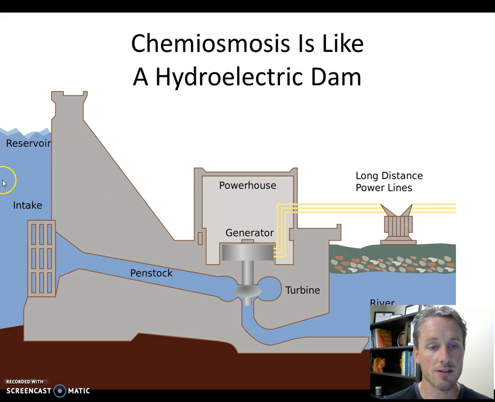In chemiosmosis, the water is the hydrogen ions. So the H+ is stacked up behind a dam, which is the membrane. Then we put a pipe through the membrane. That's ATP synthase. ATP synthase also contains a generator. And when we spin that generator with the flowing H+ through that pipe, we create ATP energy instead of electricity.